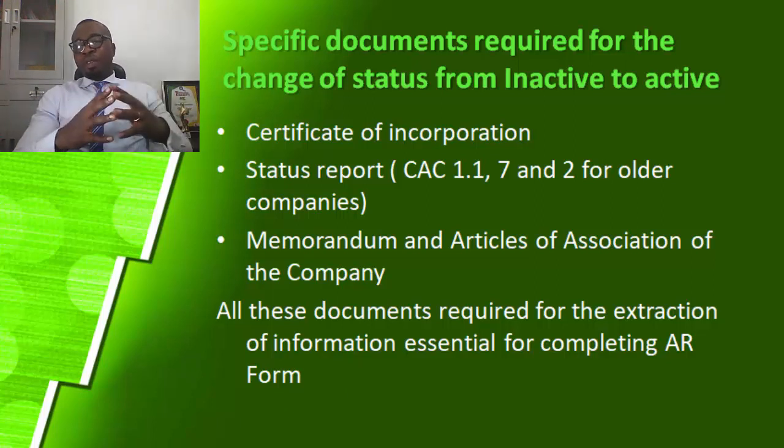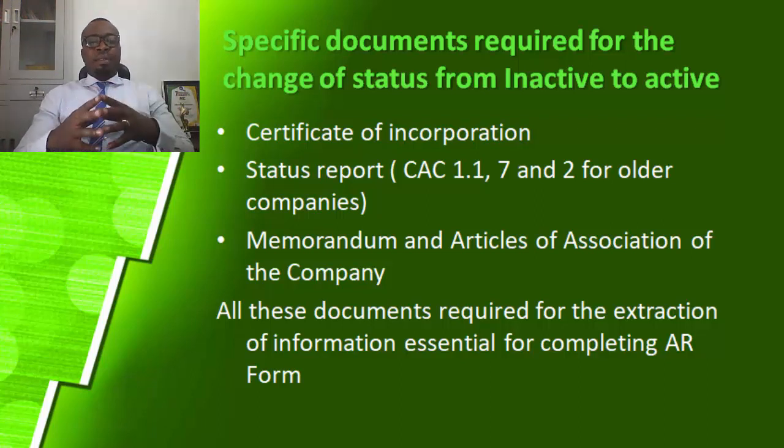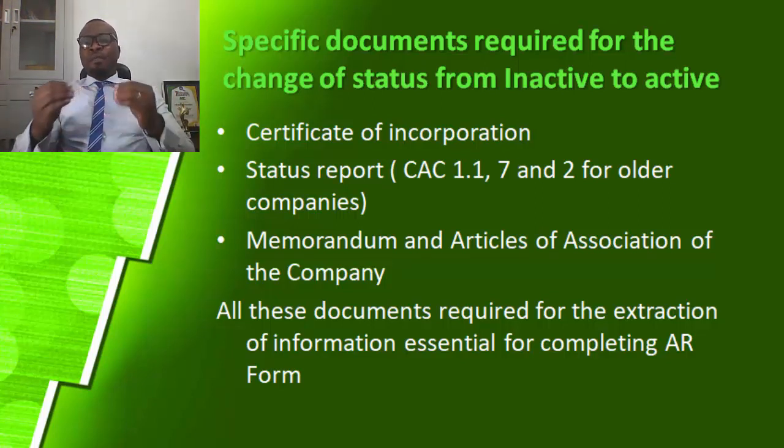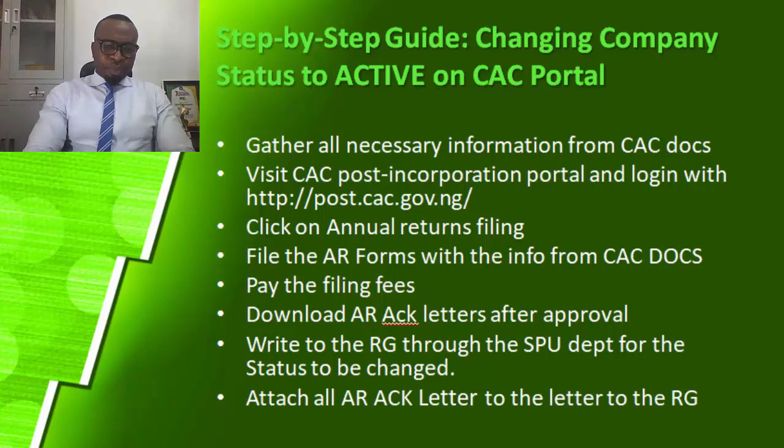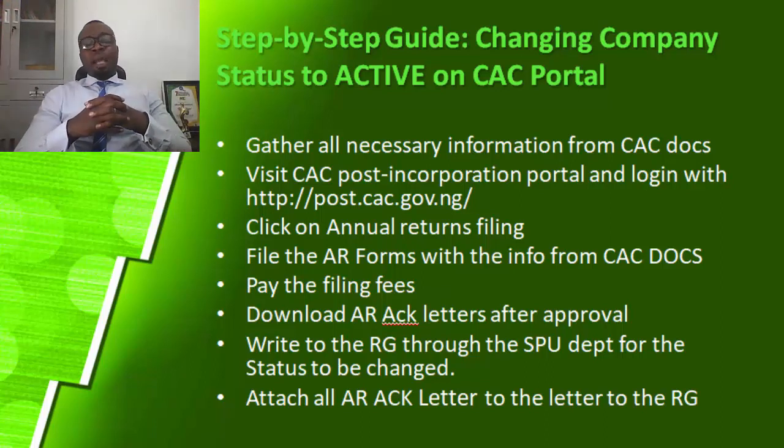Then your status report if it's a new company, but if it's an older company, your CAC 1.17 or CAC 2. These documents indicate the corporate structure of the business name or the limited liability company, as well as the memorandum and articles of association of the company. All these documents are required to extract basic information that you would need in order to complete the annual return form.